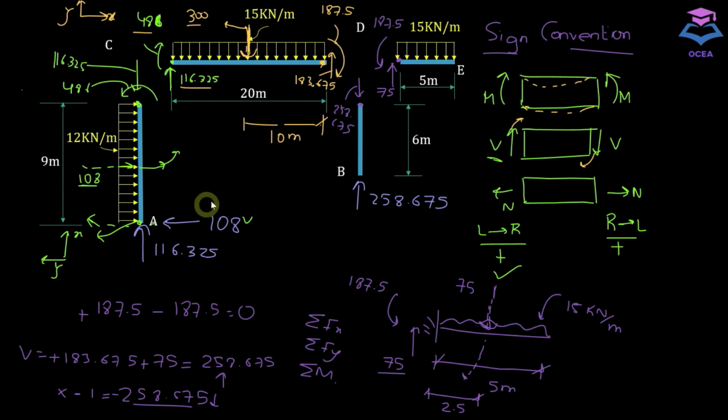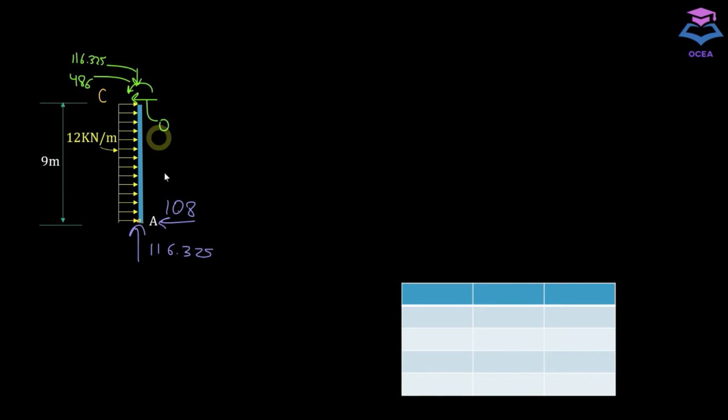After this calculation, what we are going to do is isolate each and every member, then write shear and moment functions for the members, and then plot the shear force, bending moment, and axial diagram for those members. So let's first take this member. First we are going to plot the shear force and bending moment diagram for member AC.